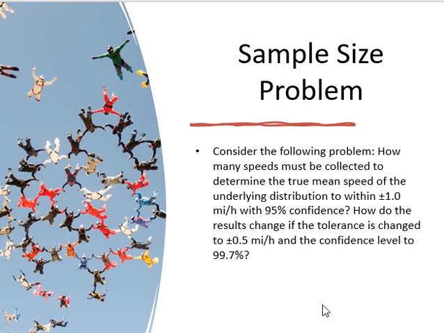Okay, so just to get it going, the concept which we have learned. How many speeds must be collected to determine the true mean speed of the underlying distribution to be within plus minus 1 mile per hour? What is this plus minus? The tolerance, that small e, right? Plus minus this, right? With 95% confidence. And how will the results change if the tolerance is changed to 0.5 and the confidence is changed to 99.7%? So they are asking us to use both equations.